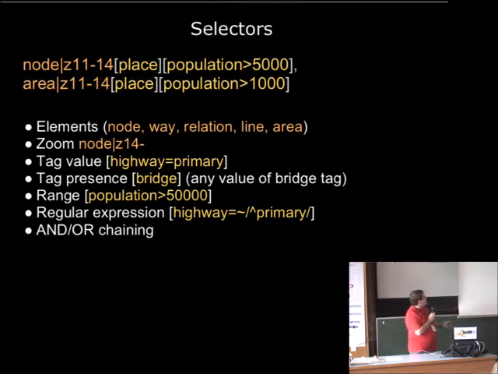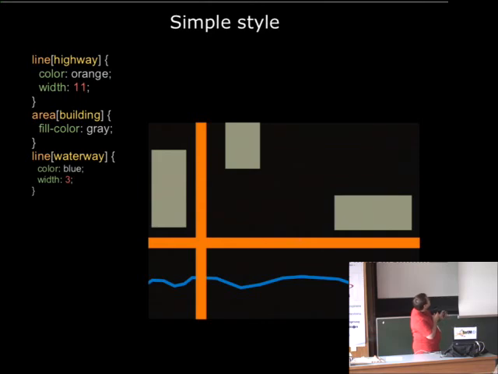It's pretty useful. And all the selectors can be chained with an AND statement, each in its own line, and an OR statement. See the comma? These two selectors will match nodes with population more than 5,000, or areas with population 1,000. So that's all. Let's write a simple style. This is the style, and this is the result. Actually, it's not an actual renderer, it's just a vector editor. So I think it's completely clear.